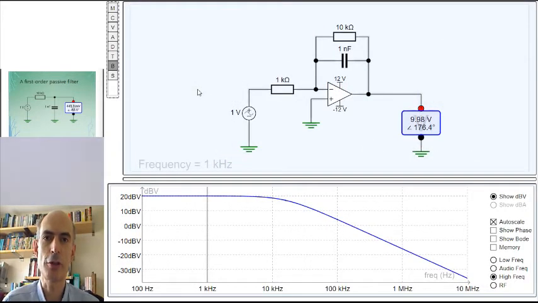Contrast it with this circuit. Now this circuit also has a single pole in its frequency response, but it contains an op-amp. That's an active component that requires power. So this is an active filter. Its gain and phase response are functions of frequency, but it requires a power supply to work.